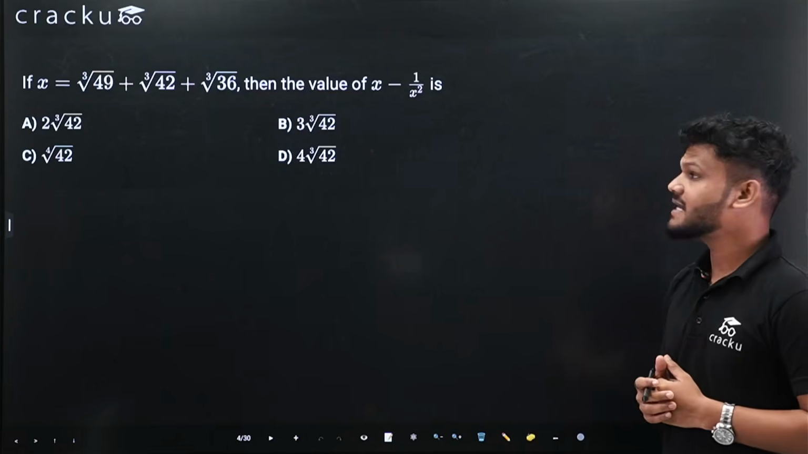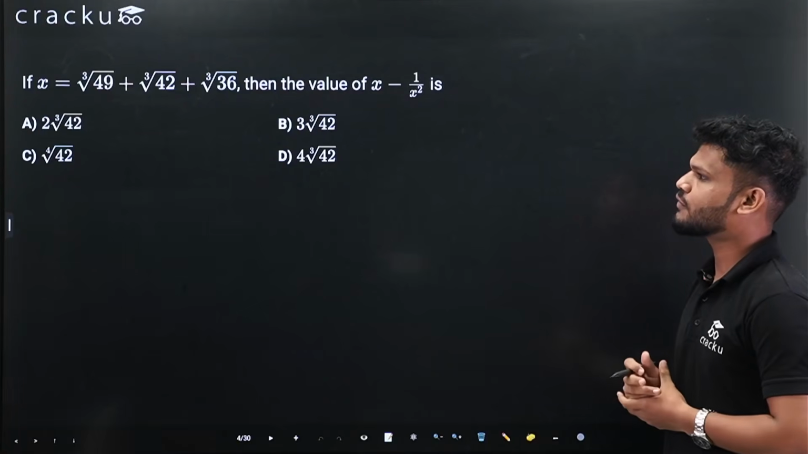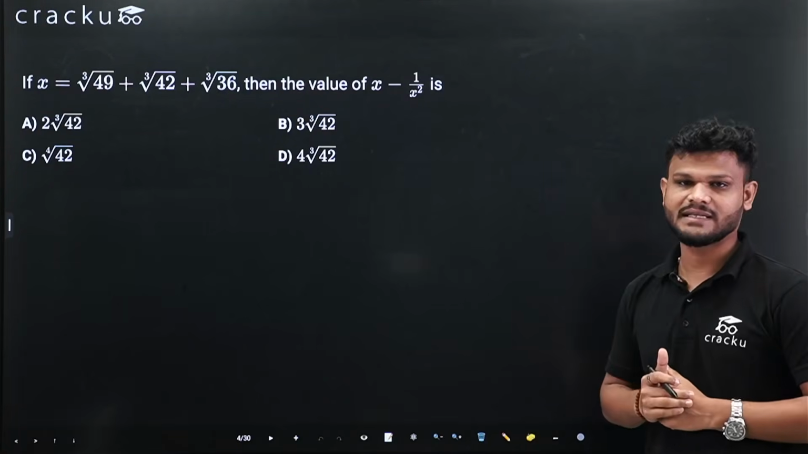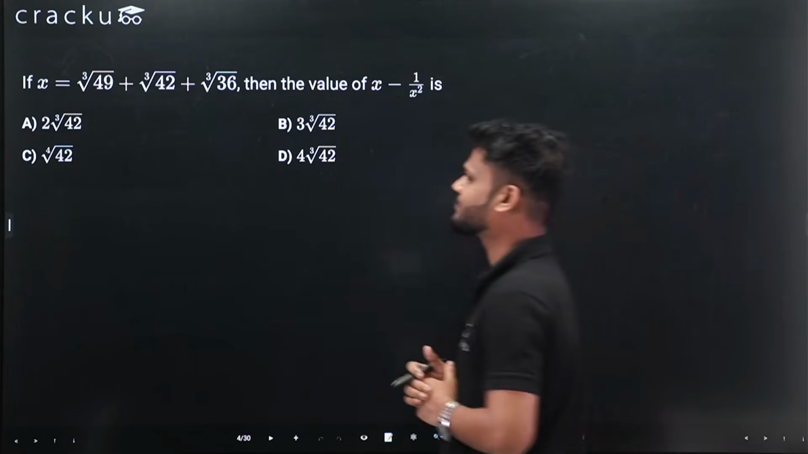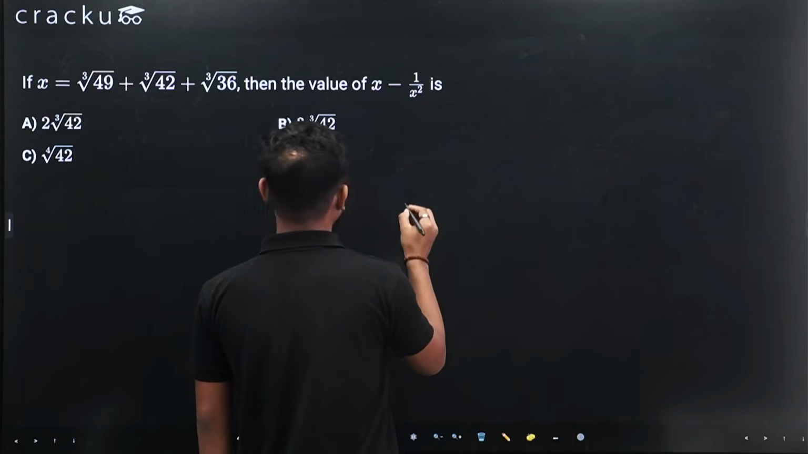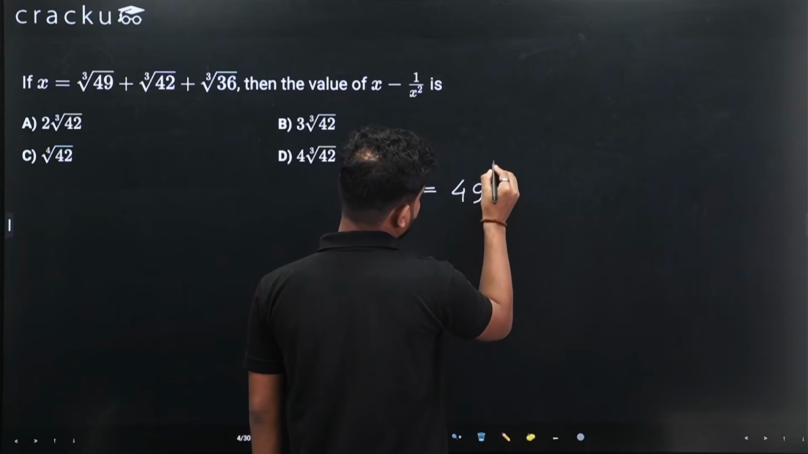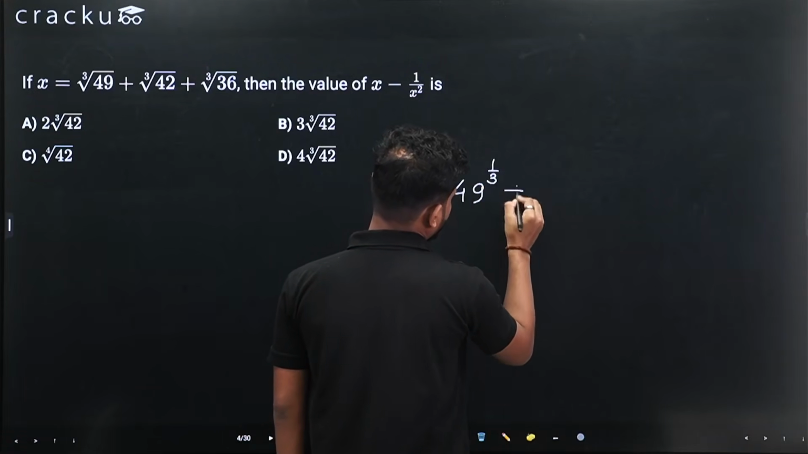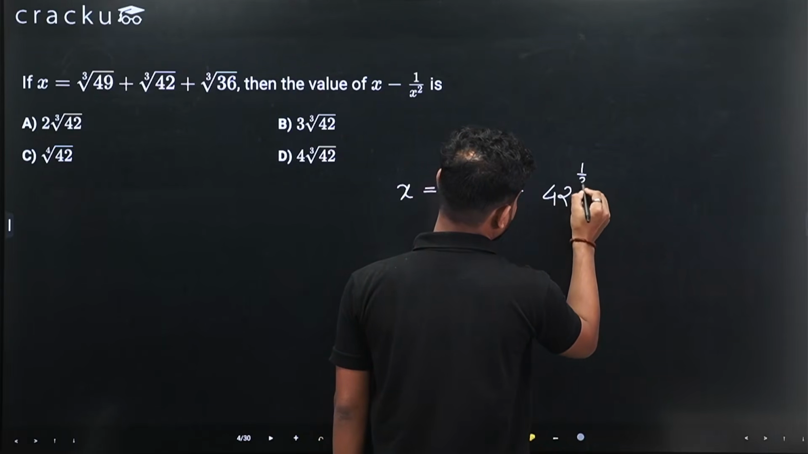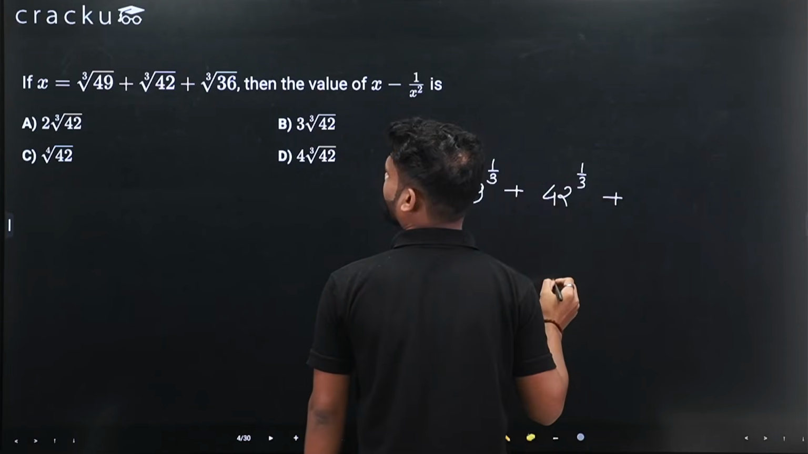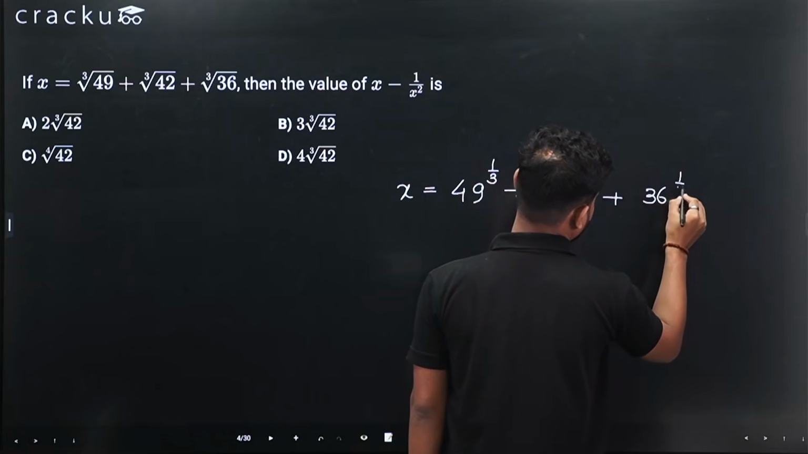In this question we are asked, x is equal to cube root of 49 plus cube root of 42 plus cube root of 36. Then the value of x minus 1 by x square is what? Let us write it down as x is equal to 49 raised to 1 by 3 plus 42 raised to 1 by 3 plus 36 raised to 1 by 3.